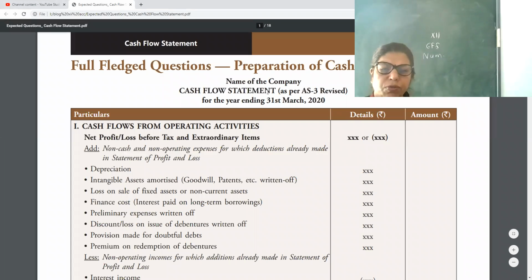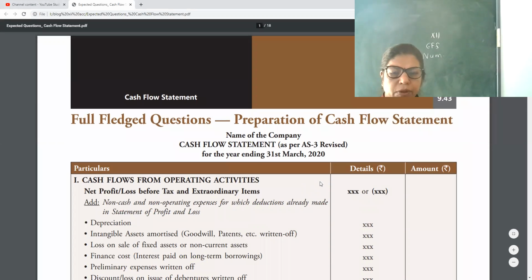First of all, you will write the name of the company which is given in the question, cash flow statement as per AS 3, Accounting Standard 3 revised, and for the year ended, which is also given in the question. Now see the detailed amounts one by one.